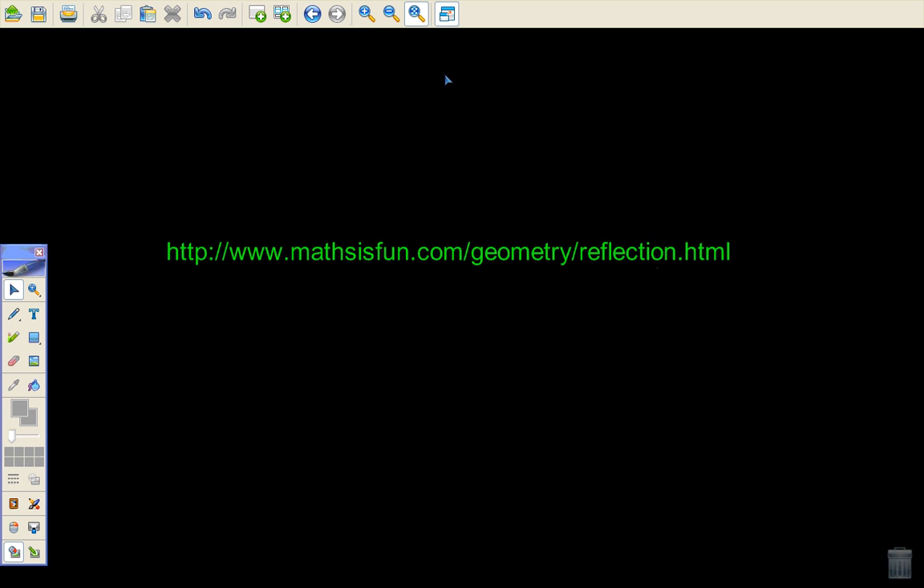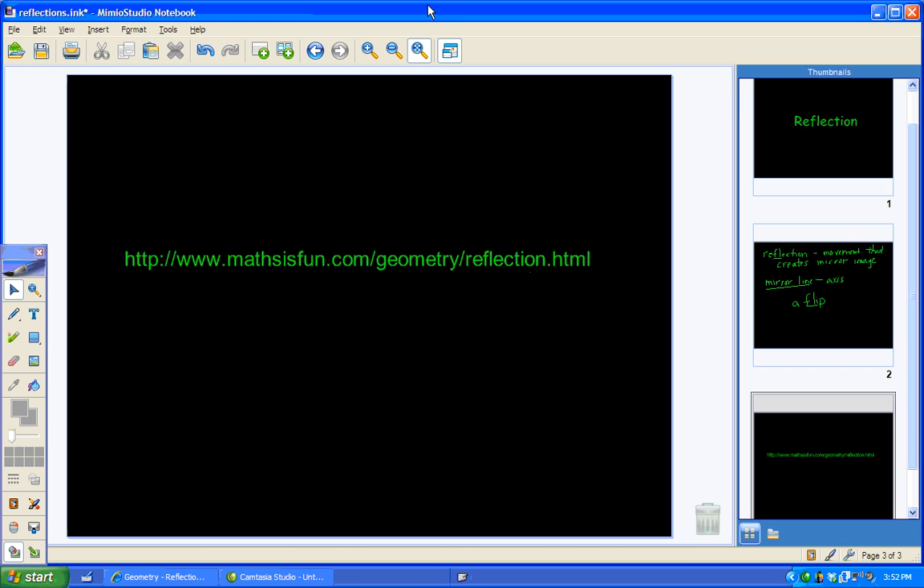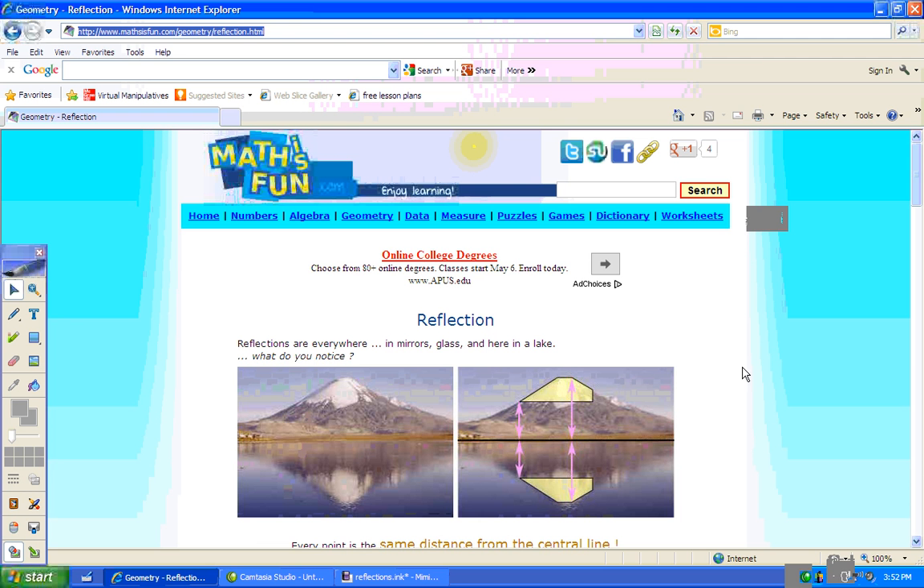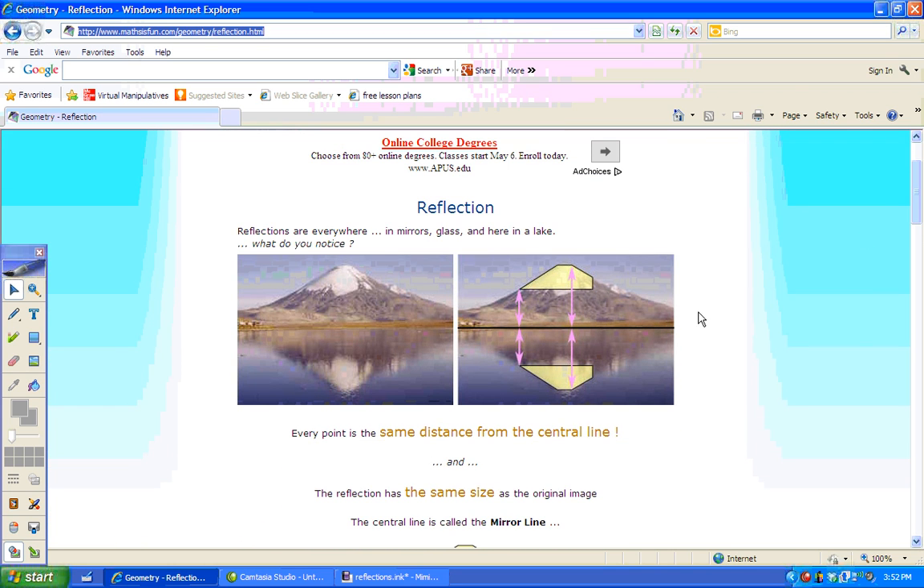The website that we're going to look at will give us some actual reflection examples. All right, here is a perfect example of a reflection. If you notice the reflection of the mountain on the water, anytime you look in water, that's a reflection. Mirrors show your reflection. Every time you get up in the morning, get ready, and brush your teeth, and you're looking at yourself, that's a reflection as well.